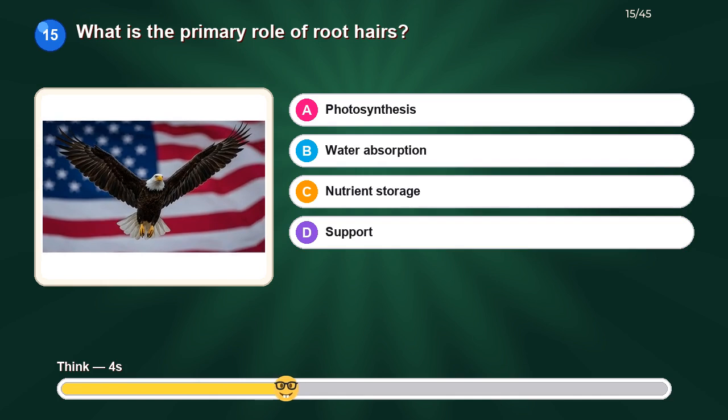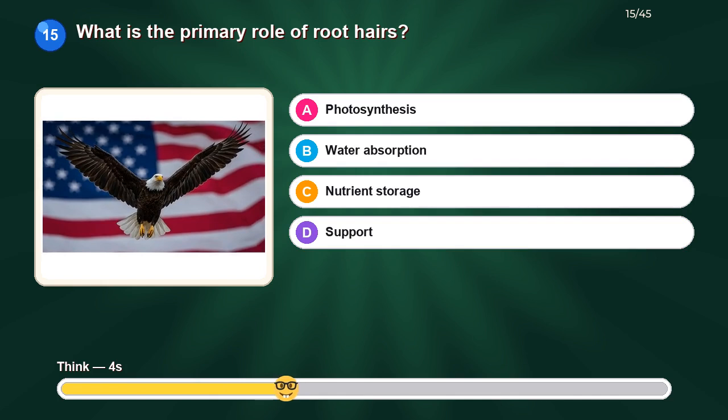Which type of flower is characterized by radial symmetry? Option A, actinomorphic. Option B, zygomorphic. Option C, asymmetric. Option D, compound. The correct answer is actinomorphic.